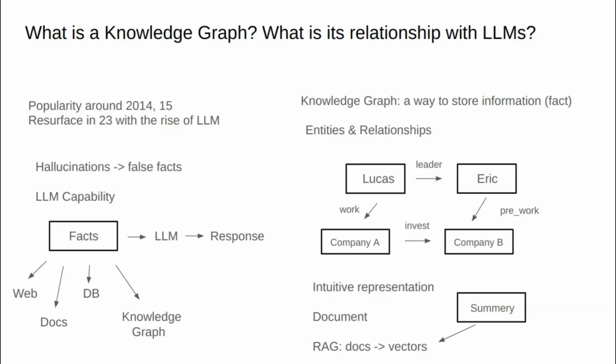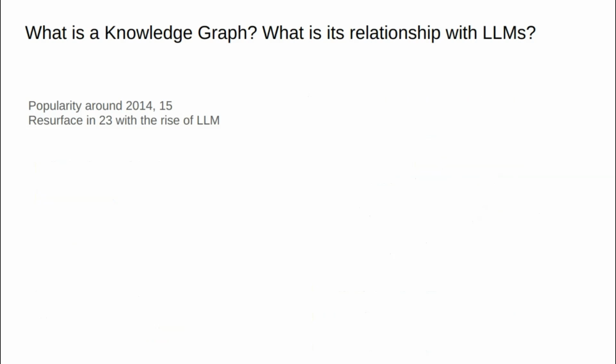In this video, I'll talk about what a knowledge graph is and how it relates to large language models. This concept gained popularity around 2014 or 2015, then went through a period of stability, only to resurface in 2023 with the rise of large language models. The primary reason behind this resurgence is the issue of hallucinations in large language models.